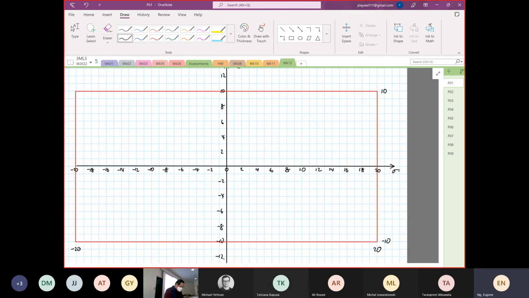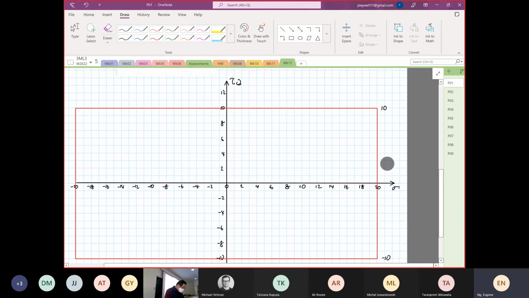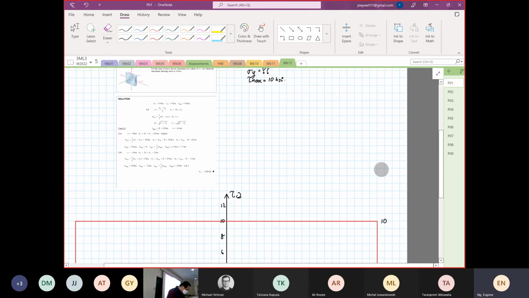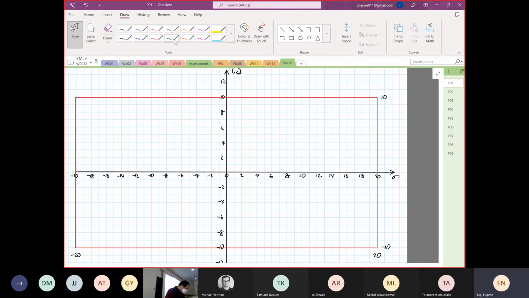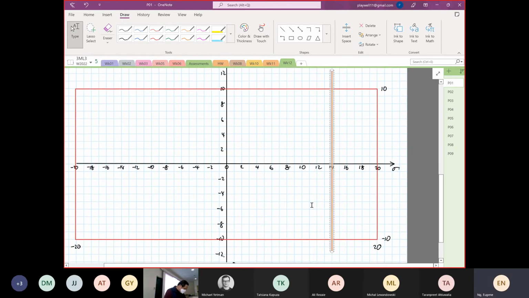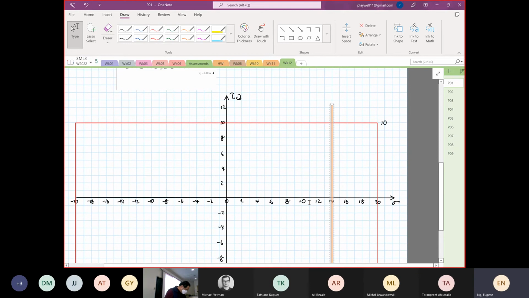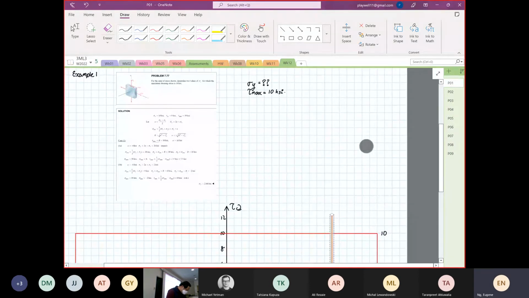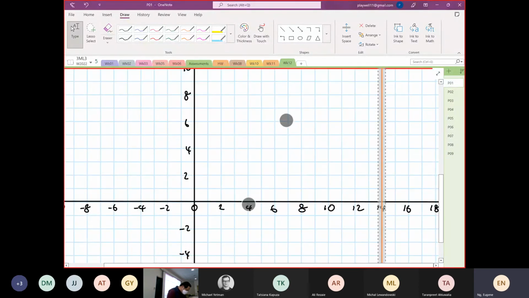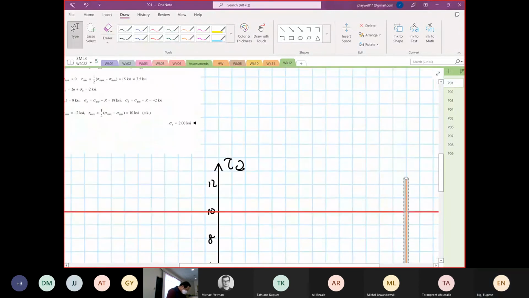Now we have a normal stress of 14 given, and our shearing stress from our diagram is what? I forgot. I'm going to zoom in.